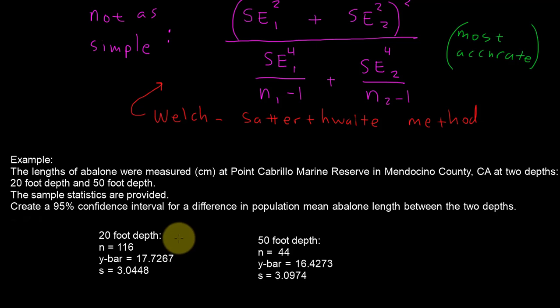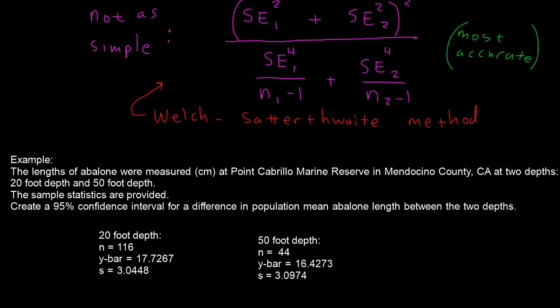And so we've got 116 measurements, the average being 17.7267 centimeters, and a standard deviation of that sample just over 3 centimeters. And we're going to compare those lengths to the lengths of 44 abalone that were measured at a 50-foot depth. And we can see that this is a little bit shorter in length on average, 16.4273 centimeters, but a standard deviation that's just a little bit bigger at 3.09 centimeters.